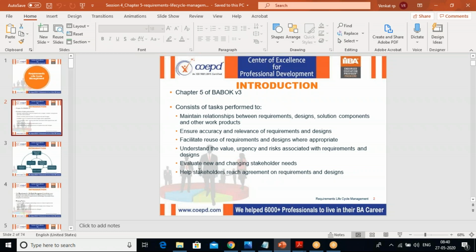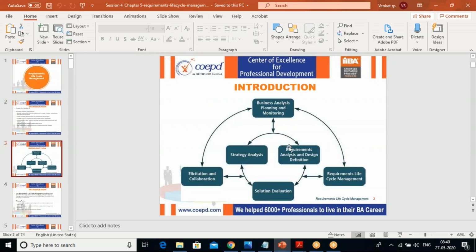Finally, we have to help stakeholders reach agreement on requirements and design. It is like approving; we have to take approvals on these changes or on these requirements and designs from the stakeholders. How we are going to take these approvals is discussed here in requirements lifecycle management. Okay. Now, just to understand that, we have 6 knowledge areas.